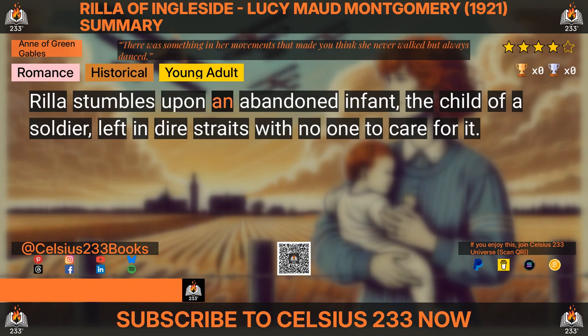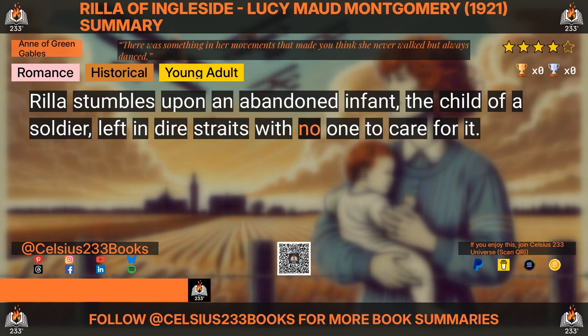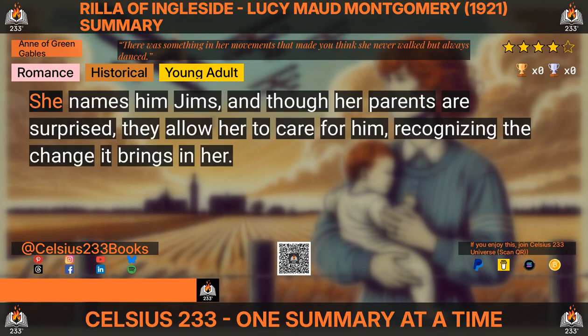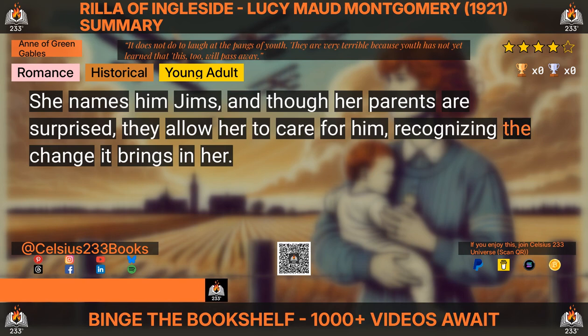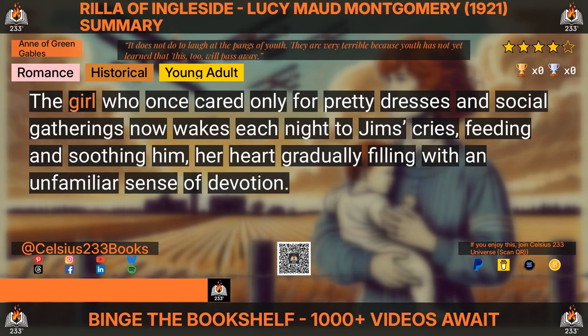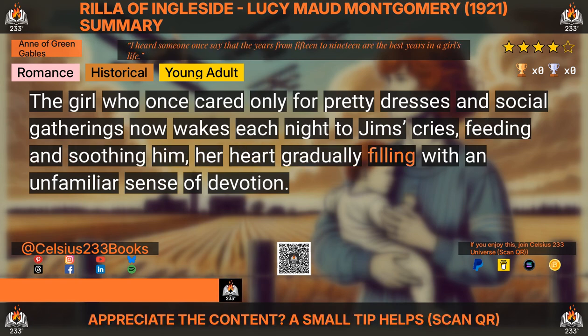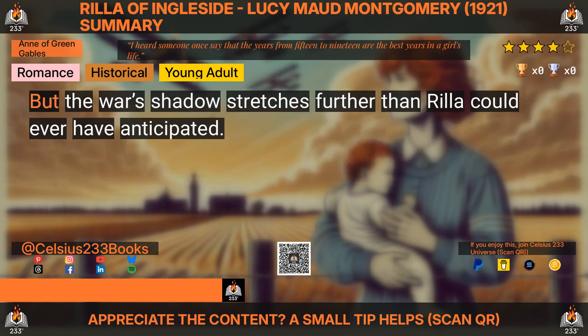Rilla stumbles upon an abandoned infant, the child of a soldier, left in dire straits with no one to care for it. In a bold and unexpected act, she decides to bring the baby home and raise it herself. She names him Jims, and though her parents are surprised, they allow her to care for him, recognizing the change it brings in her. The girl who once cared only for pretty dresses and social gatherings now wakes each night to Jims' cries, feeding and soothing him, her heart gradually filling with an unfamiliar sense of devotion.